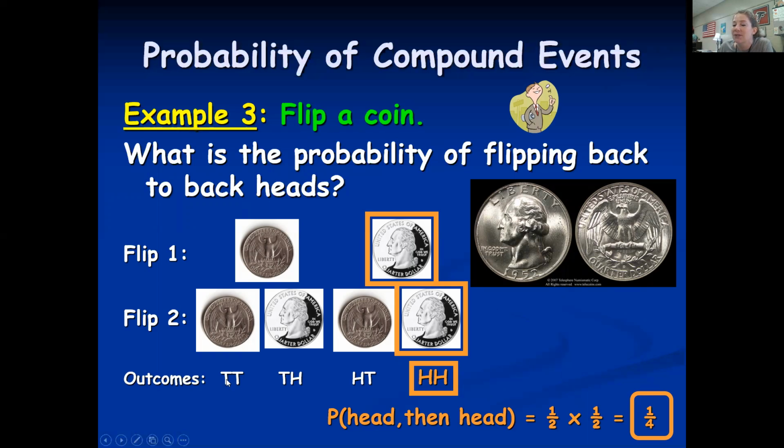And all that's telling me, the outcomes tell me what could happen. I could get tails the first time and tails the second time. I could get tails the first time and heads the second time. I could get heads the first time and then tails the second time, or finally heads twice would be 1/4.